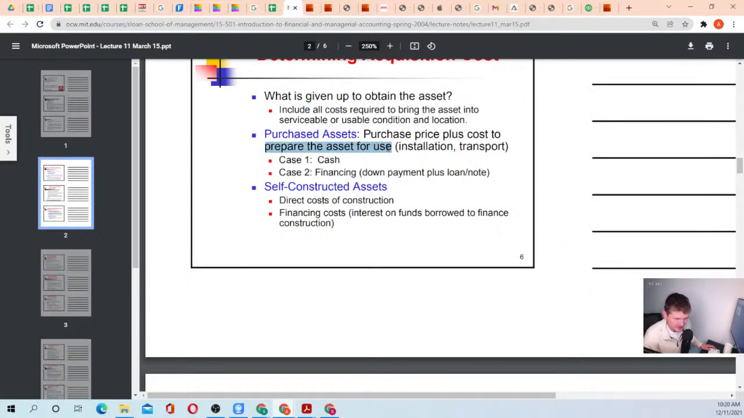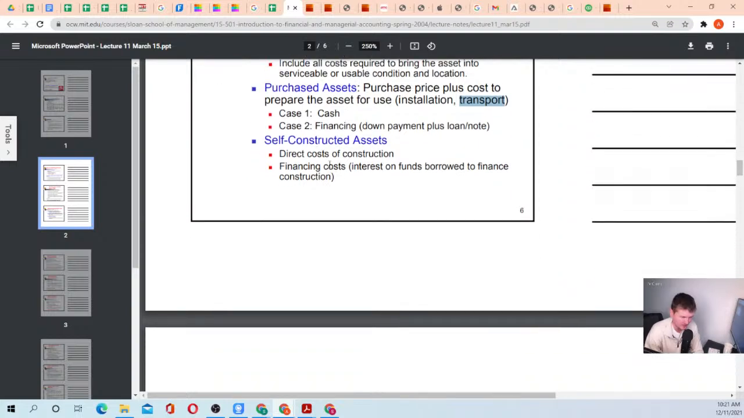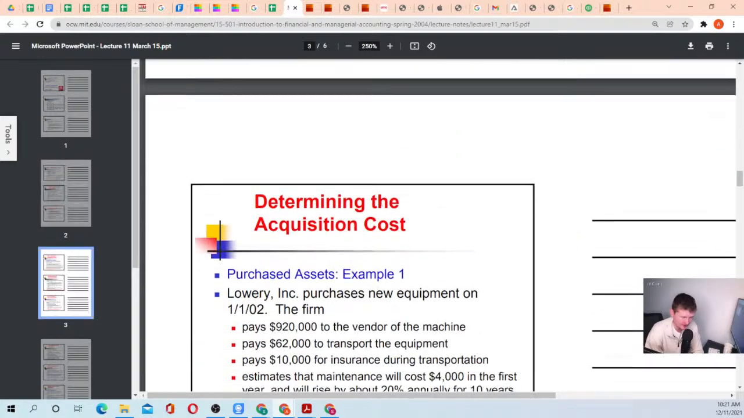To prepare the assets for use: purchase price plus cost to prepare the assets for use. For the homework, I will add a bit of these questions: installation, transport, all of that. Self-constructed costs: direct costs of construction, and financing costs, which we borrowed to finance construction.